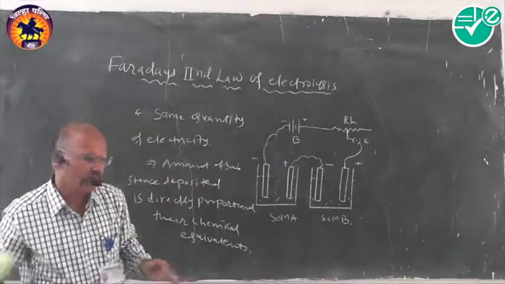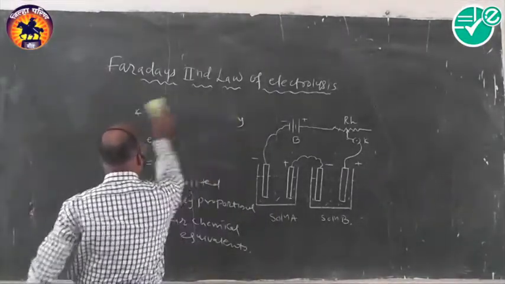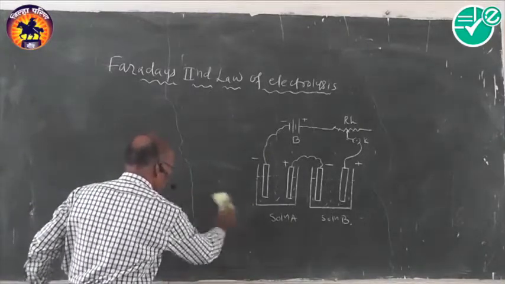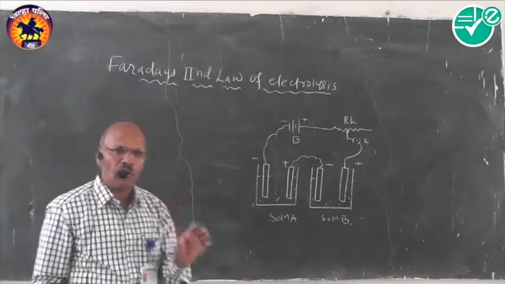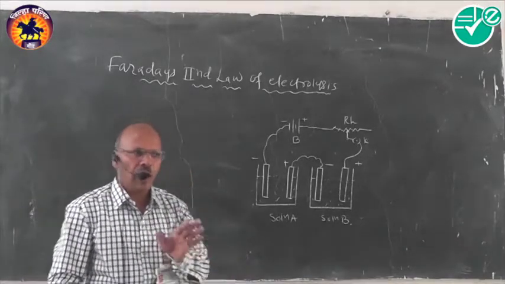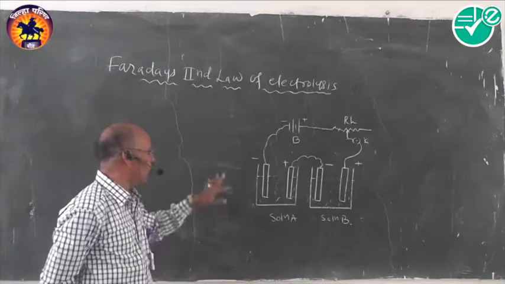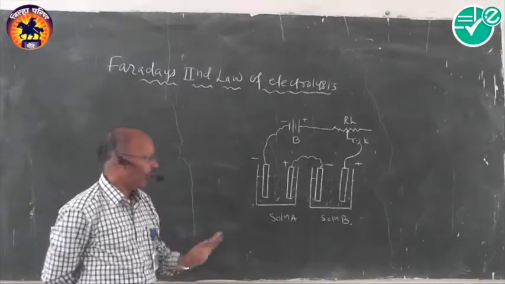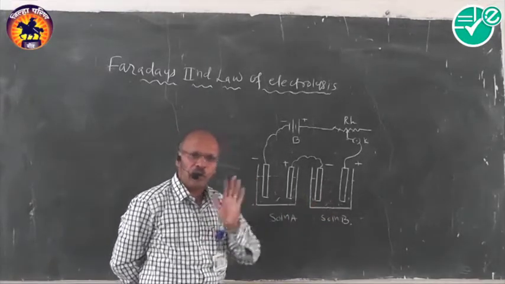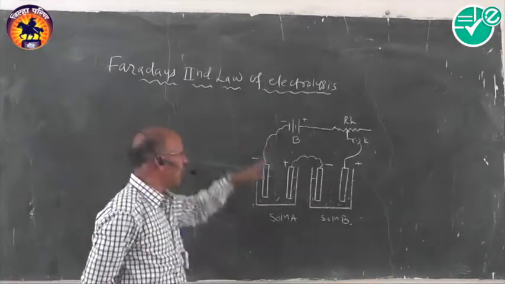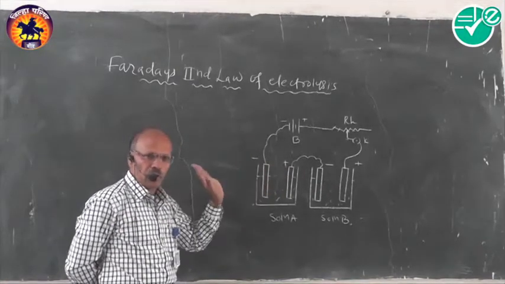Now we will review the same law in short. We can state the same statement in this fashion: the amount of substance deposited or liberated at the electrodes always varies directly proportional to the chemical equivalents when the same amount of electricity passes through these different electrolytes connected in series. So what is this statement? We generally call it Faraday's second law of electrolysis.